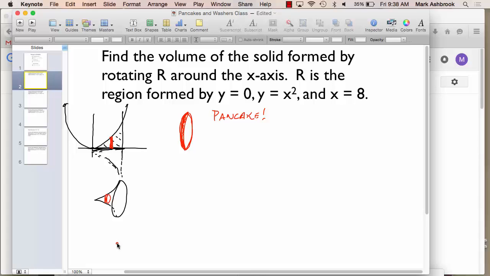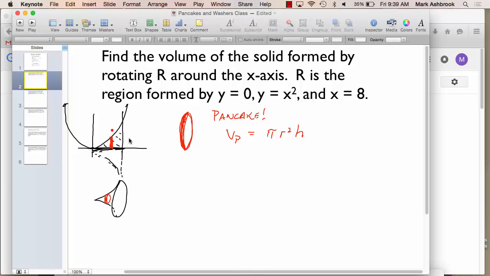Okay? So what we want is the volume of a typical pancake. So what shape is that? What's the formula for the volume of that? What really is that? It's just a circular cylinder, right? Pi r squared h. Okay, so what's the radius?